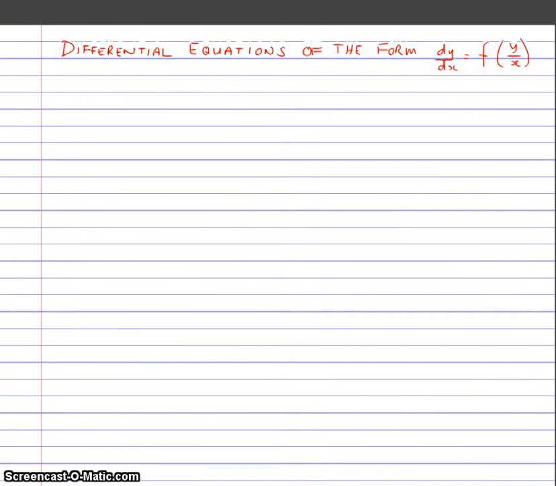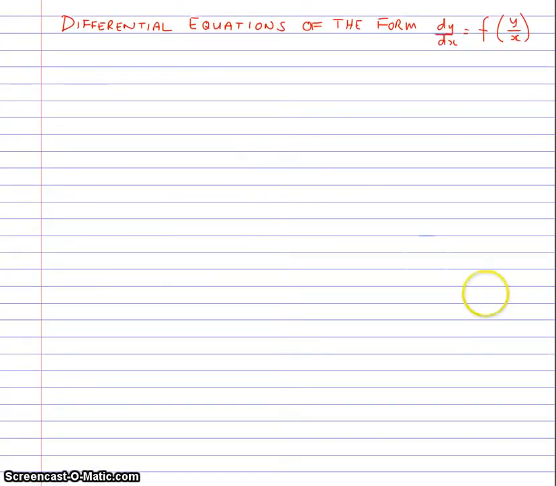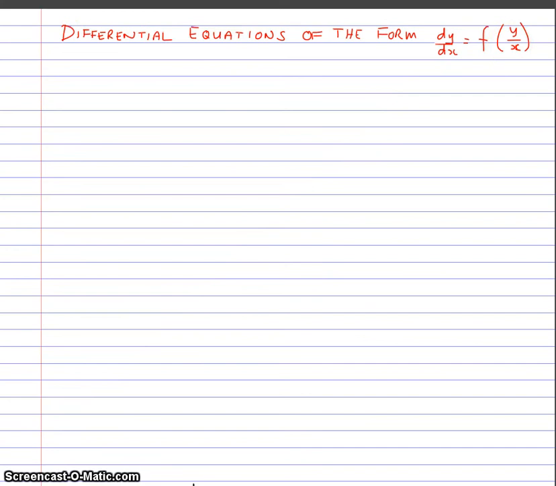And that type is shown here. They are of the form dy/dx equals f of y over x. So it's a function of y over x. Now it's a fairly long example that we're going to be looking at, so I'm going to stop here and we'll pick it up in the next video.